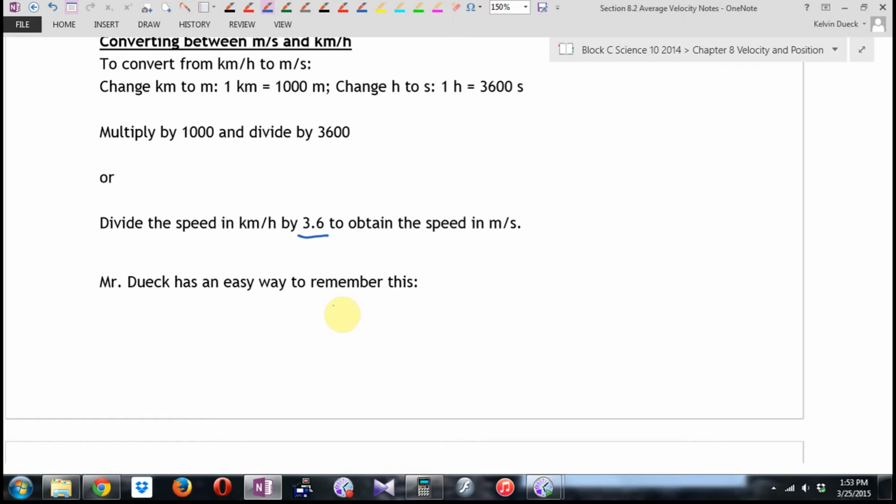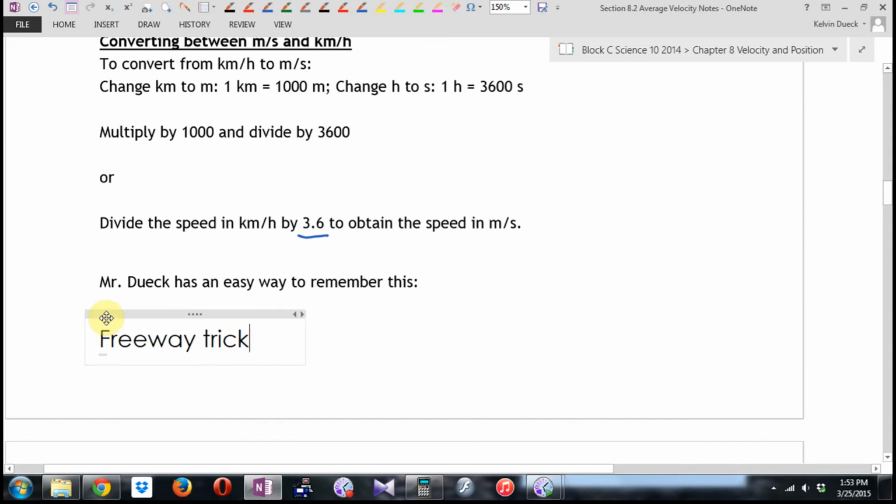Divide. This is how I remember it every time. I imagine myself on the freeway and I say, well, I know it has something to do with the 3.6. It's either 100 times or 100 divide, and I can do the times in my head, and I get 360. No, I don't go 360 meters every second. That's 3.5 football fields every second. So it's got to be divide. You can write down freeway trick or whatever if you want to.